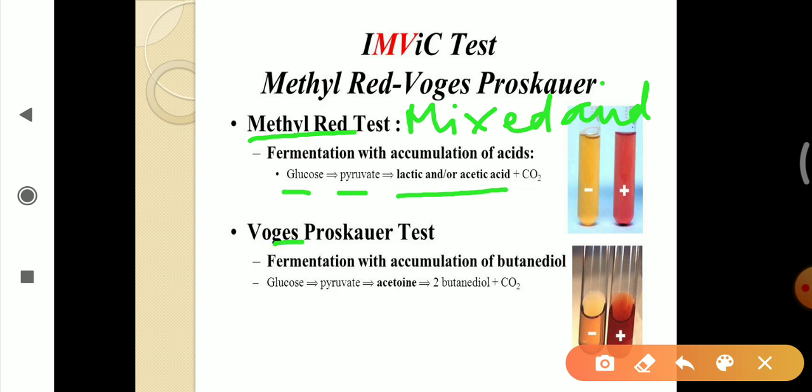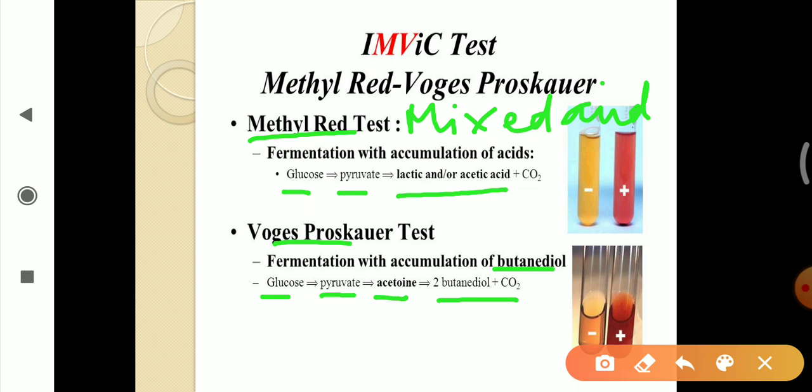In the Voges-Proskauer test, the organism performs the butanediol fermentation pathway. In that, first of all, glucose is converted into pyruvate. Pyruvate is further converted into acetoin, and acetoin is further converted into 2,3-butanediol plus carbon dioxide. In that, what are we adding? 40% alpha naphthol and KOH.